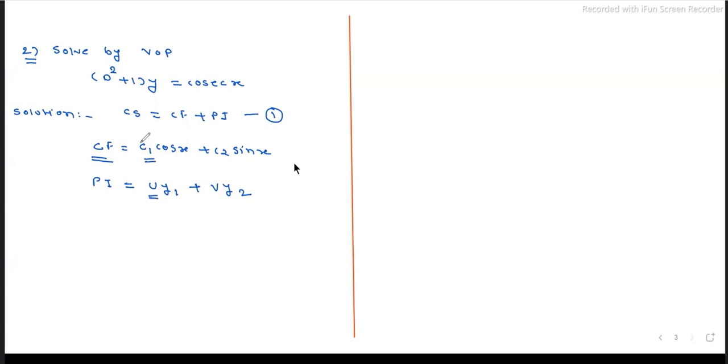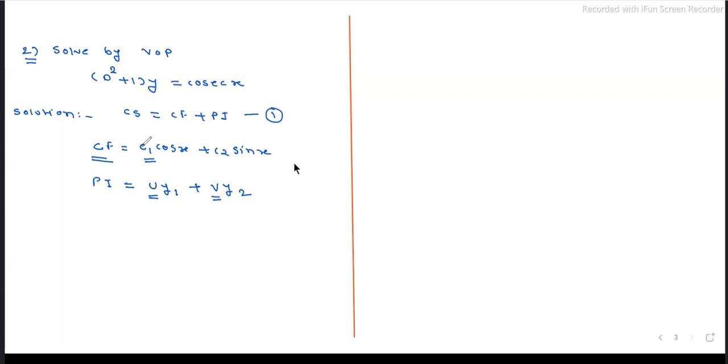मींस एक्चुअली हम यहाँ पे पैरामीटर को वेरिएबल से रिप्लेस कर रहे हैं. c1 पैरामीटर था, उसे हम वेरिएबल u से रिप्लेस कर रहे हैं. c2 भी पैरामीटर था, उसे हम वेरिएबल v से रिप्लेस कर रहे हैं. इसलिए इस मेथड को वेरिएशन ऑफ पैरामीटर मेथड बोलते हैं.